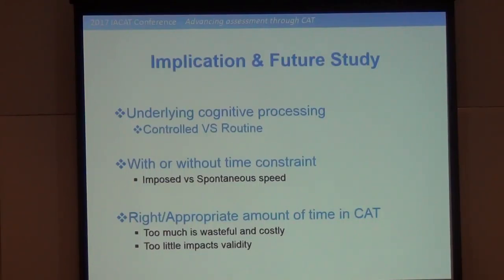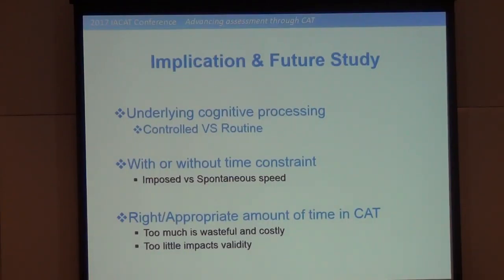And the second possibility is we can continue to detect whether there is still the same conclusion with or without time constraint. Because we know in GRE the time is constrained. I remember in each section it's allowed half an hour, 30 minutes, but it's imposed. But if we have the chance to do a study, to put the test takers under spontaneous speed, they can complete the test as long as they wish. Could we see something different?